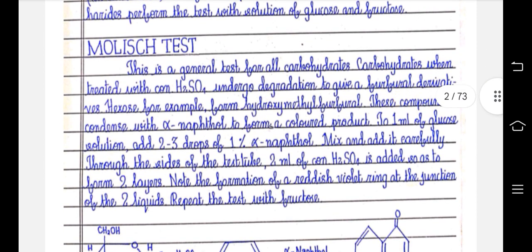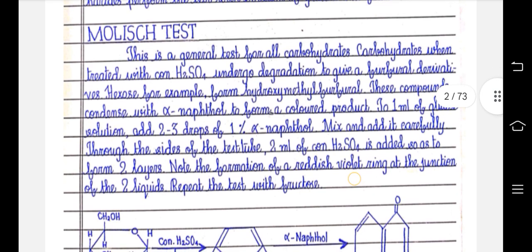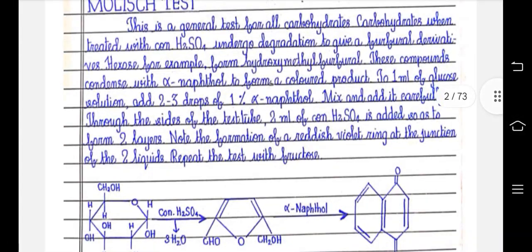First, we will be conducting Molisch test. This is a general test for all carbohydrates. Carbohydrates, when heated with concentrated H2SO4, undergo dehydration to give a furfural derivative. Hexose, for example, forms hydroxymethyl furfural. This compound condenses with alpha naphthol to form a colored product.